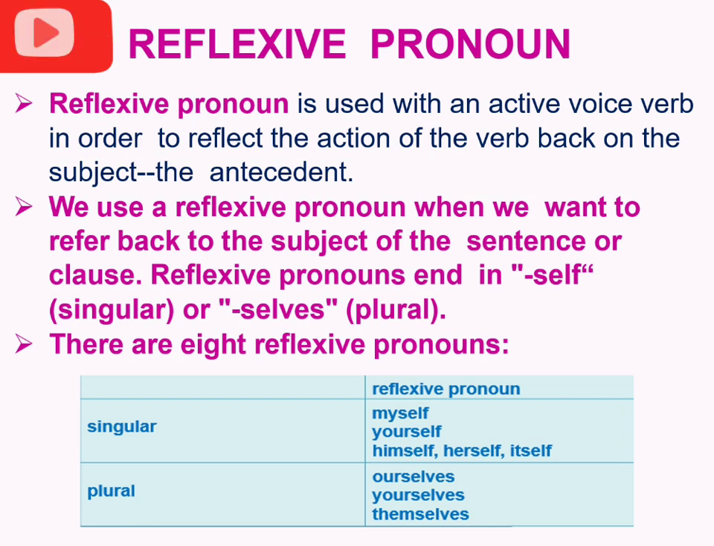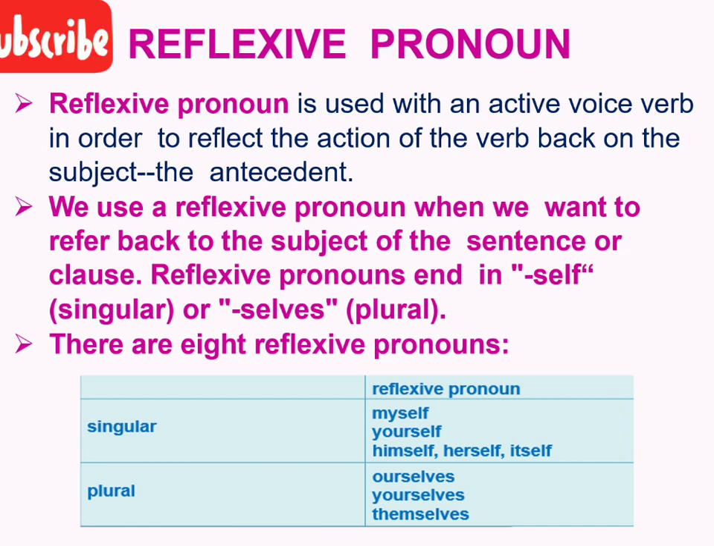In singular, there are myself, yourself, himself, herself, itself. Myself if you are talking about first person, yourself if you are talking about second person, and if you are talking about the third person, then you will use the reflexive pronouns himself, herself, itself in case of singular. But when we are talking about plural, then we use the reflexive pronouns ourselves for first person, yourselves for second person, and themselves for third person.